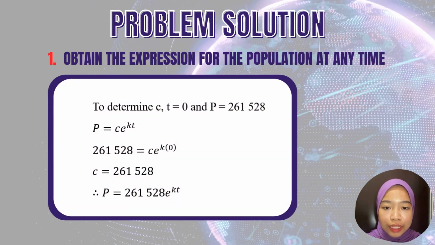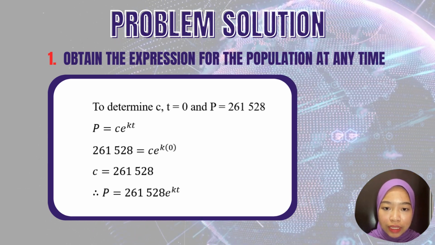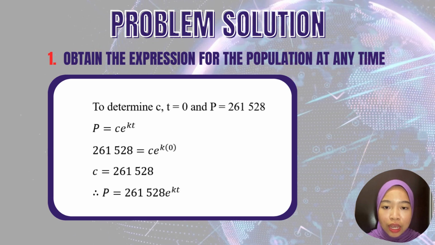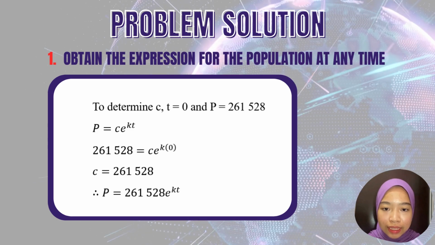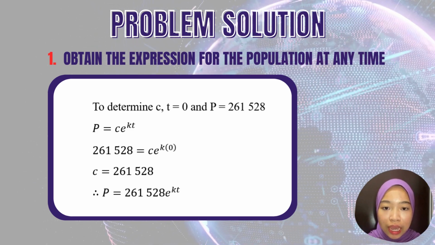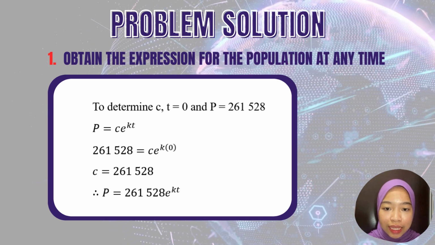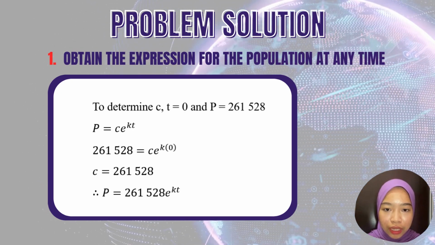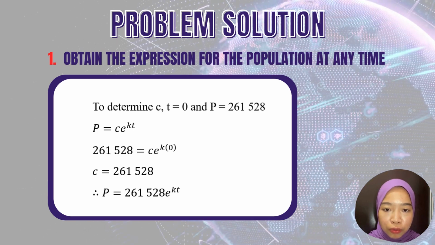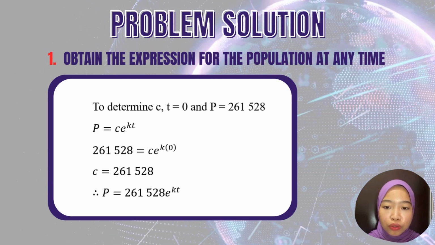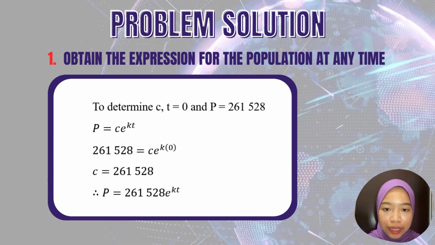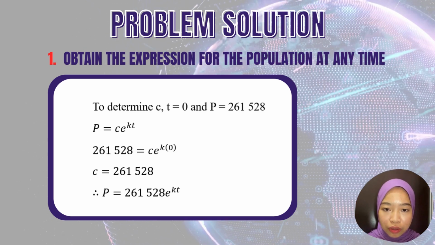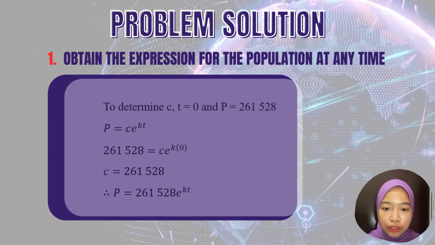Next, we need to calculate the value of C, the constant of integration, using the given data. Substitute all this data into the general equation. And for your information, k times 0 equals 0, and e to the power of 0 equals 1. Therefore, C equals 261,528. Then substitute the value of C into the general equation.